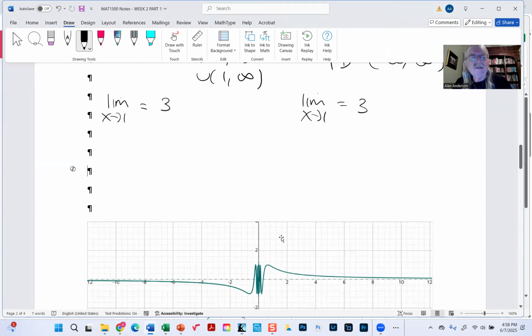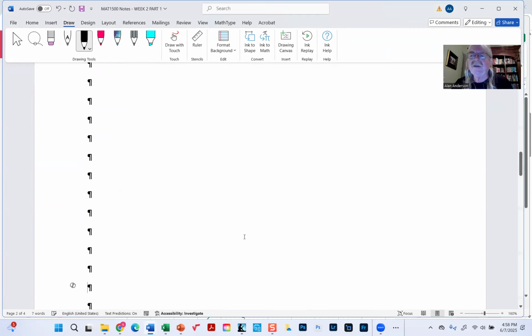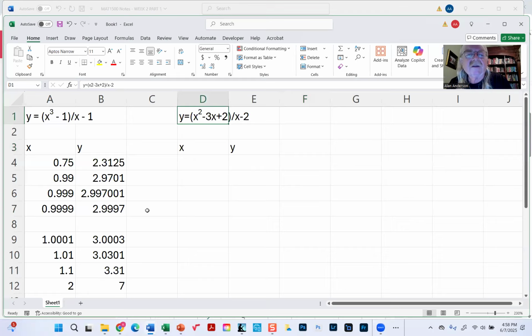Oh, I grabbed this. We're going to need this in a few minutes, that terrifying looking graph down there. I put it there because we'll need it in a bit. But we'll get back to that in a bit. We'll save it for later.